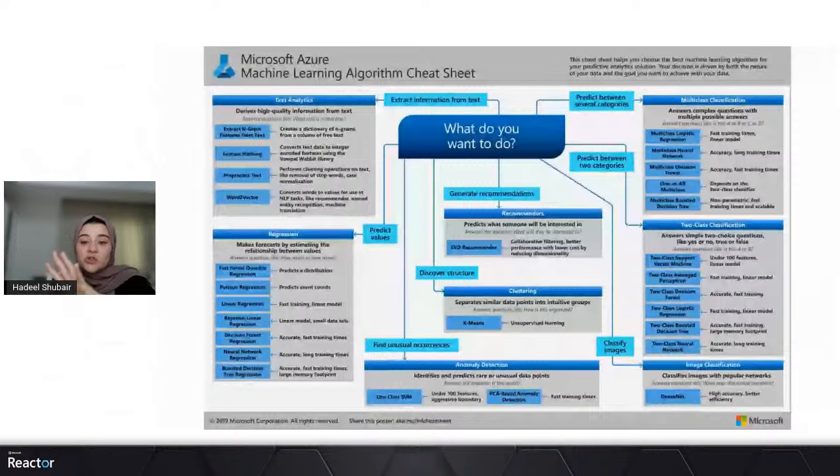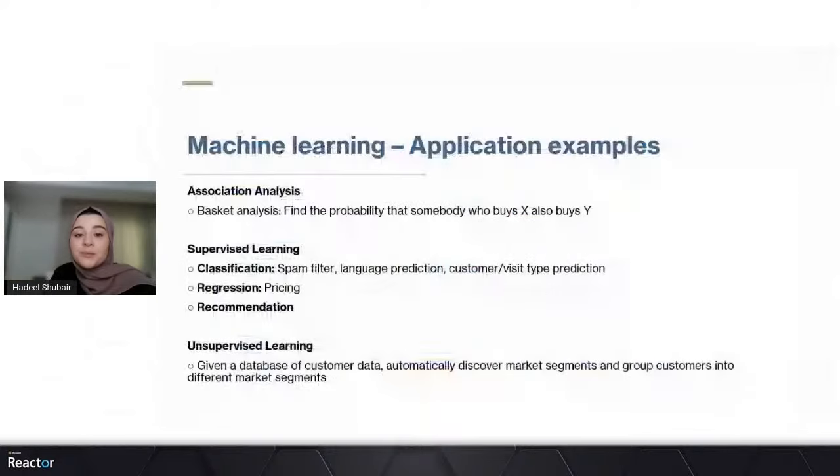So this cheat sheet that you have right in front of you helps you choose the best machine learning algorithm for your predictive analytics solution. It gives you an overview of when to use what and how to use it. When you want to build a model and you don't know what to use, this is a summary of all the different algorithms we have in machine learning. Obviously, since we have an hour for this session, we're not able to go through each one. However, this is a summary of everything.